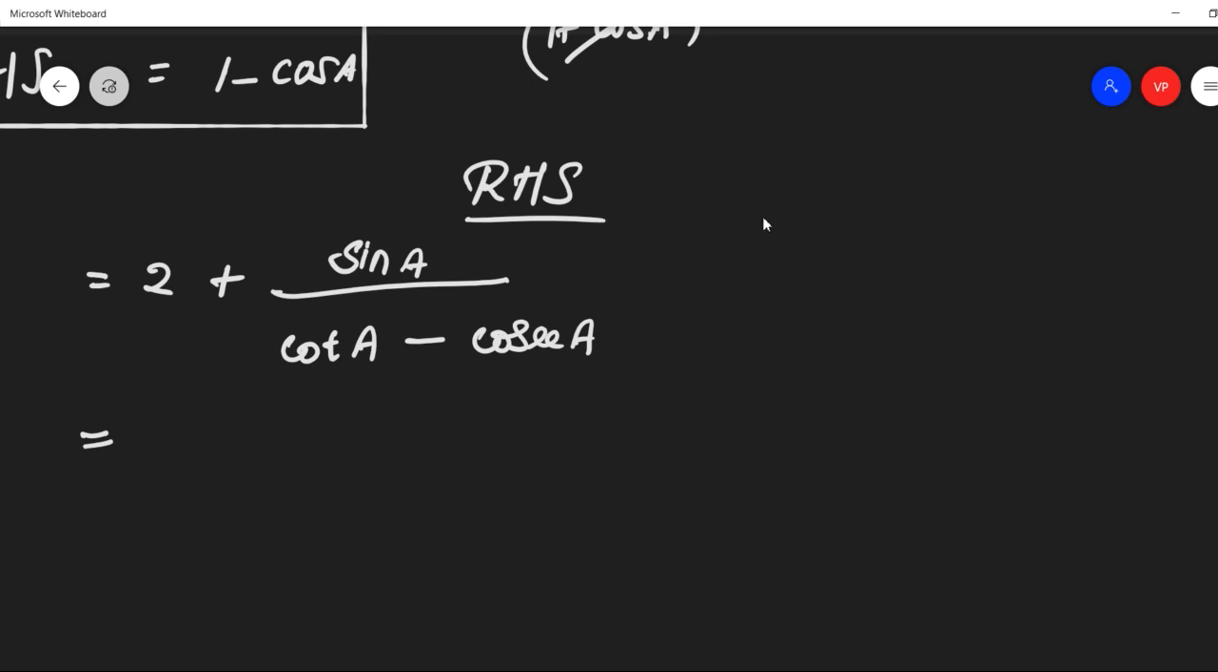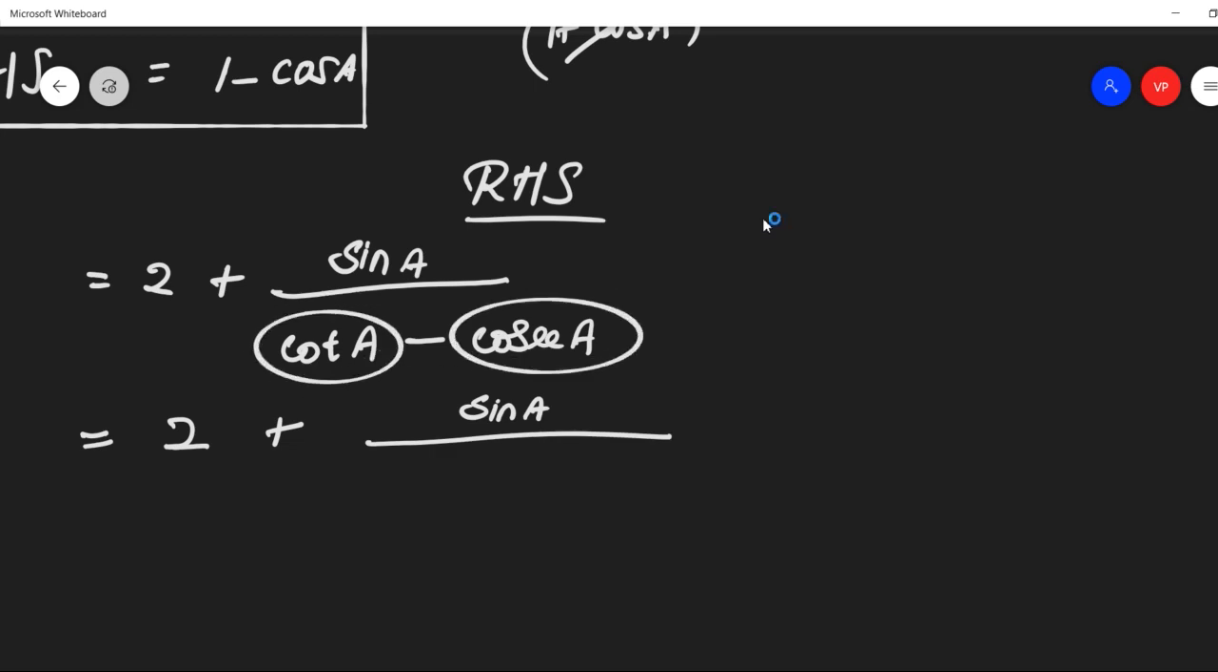See, we have 2 plus, keep this numerator as it is. We have cot and this is cosecant, same thing as in the LHS. Cot A can be written as cos A by sin A minus, for cosecant you can write 1 by sin A.